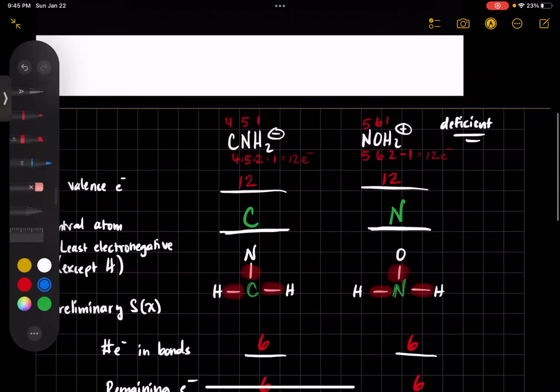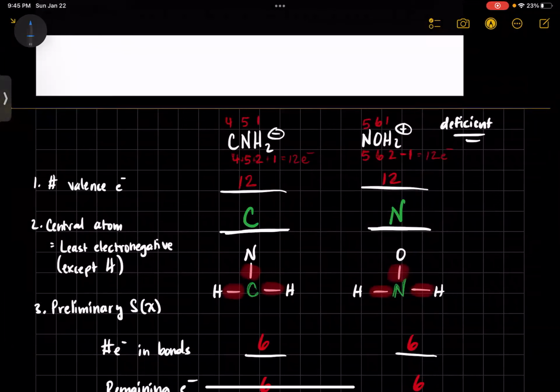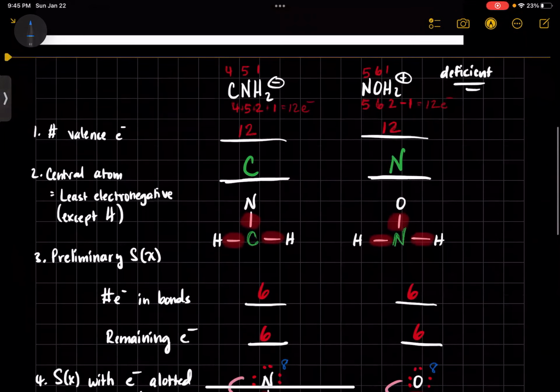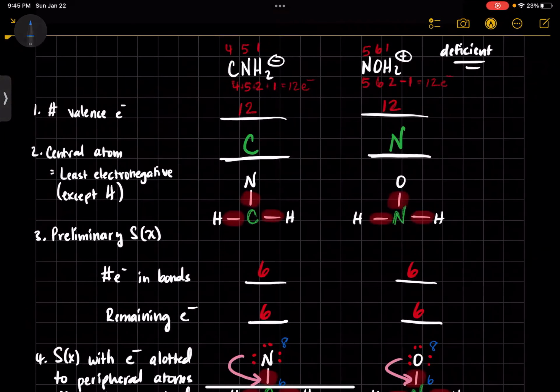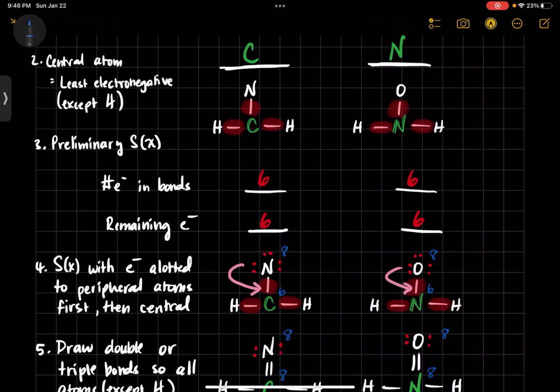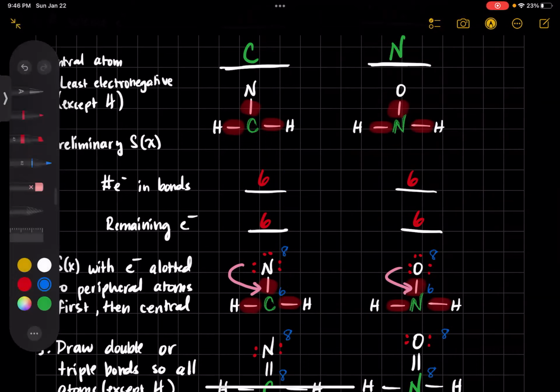Just to summarize, if you do all of the Lewis structures as following these steps, you can't go wrong. Step number 1, count the number of valence electrons. For both of these compounds, we determined that there are 12. Determine the central atom, which is going to be the least electronegative atom, except for hydrogen, which can only accommodate 1 bond, and so it will never be the central atom. For the left compound, the central atom is C. For the right compound, the central atom is N.